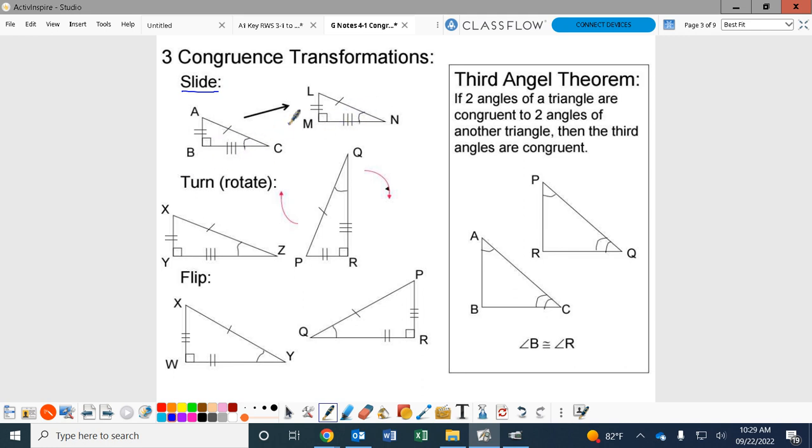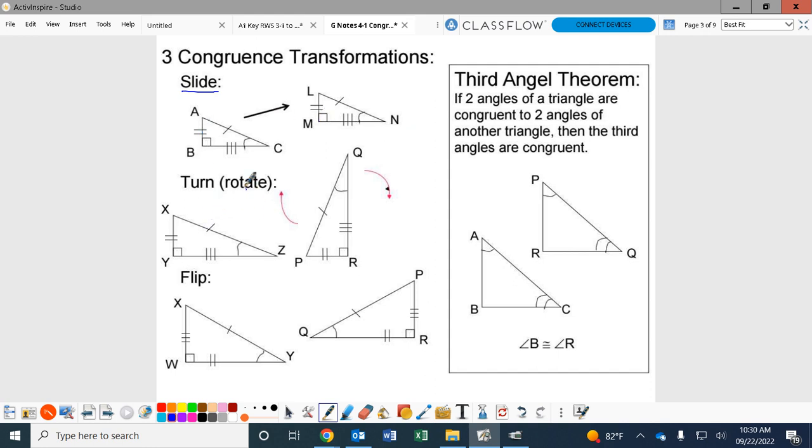Okay? In these congruent triangles, what angle is going to match up with angle C in this picture? N's going to go with C. Okay? What if I said what matches up with M? B. Good. So you're able to see it when it slides.